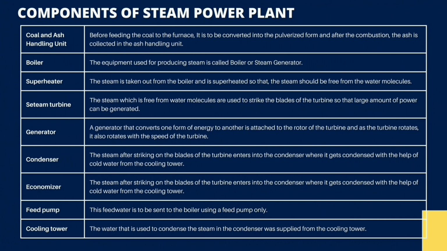Economizer. The steam after striking the blades of the turbine enters the condenser where it gets condensed with the help of cool water from the cooling water. Feed pump. This feed water is to be sent to the boiler using a feed pump only. Cooling tower. The cooling water used to condense the steam in the condenser is supplied from the cooling tower.